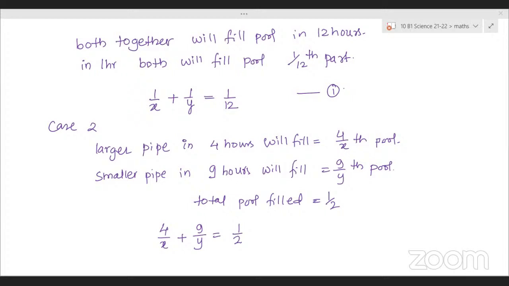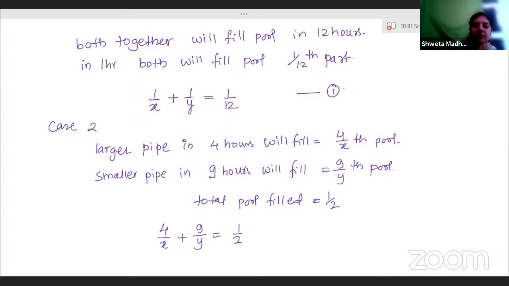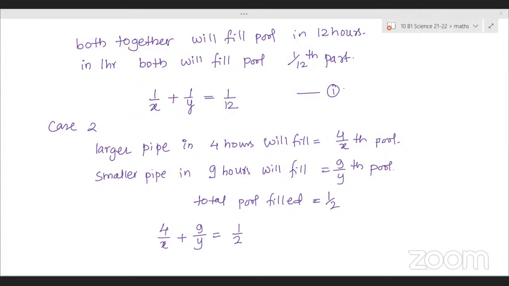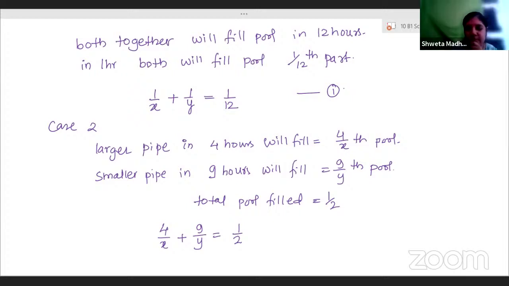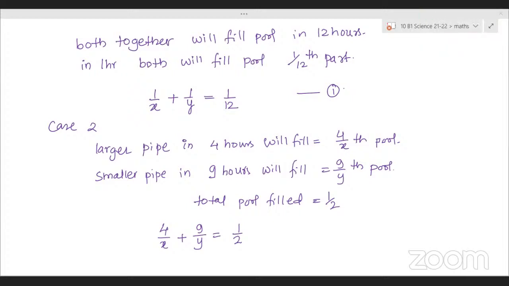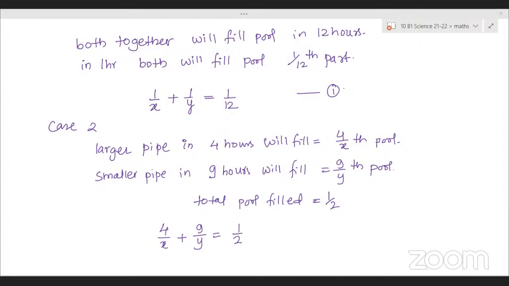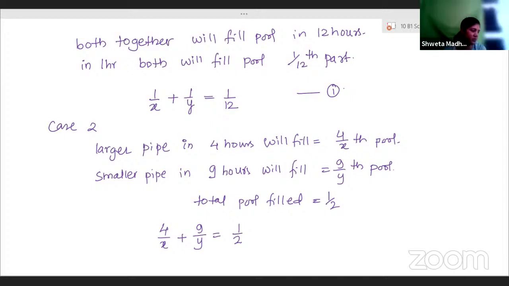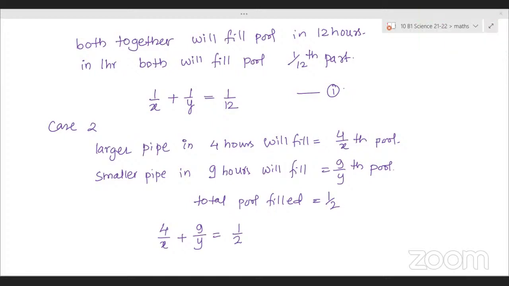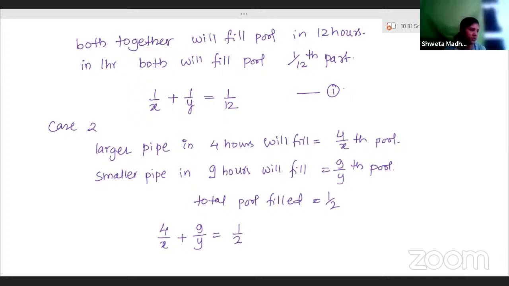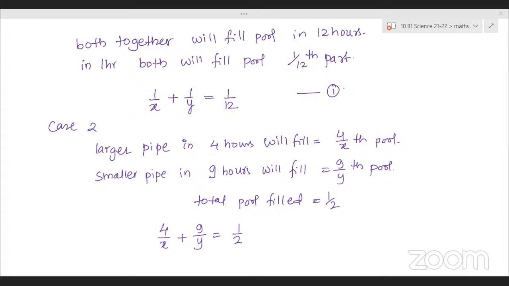Ma'am, is X equal to 20? Yes, right. X is 20, and Y is 30. Now if we get B as 1 by 30, substitute that value. So A plus 1 by 30 is equal to 1 by 12. So A is 1 by 12 minus 1 by 30, which is 5 by 30 minus 1 by 30. 1 by 12 will be 5 by 30.